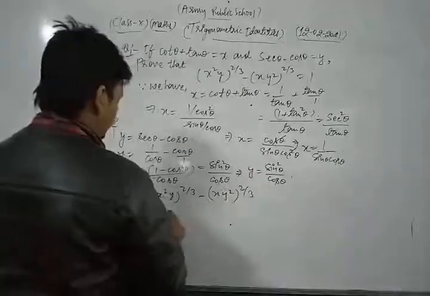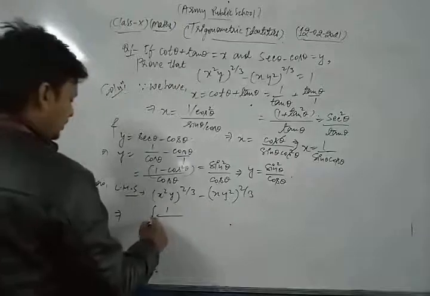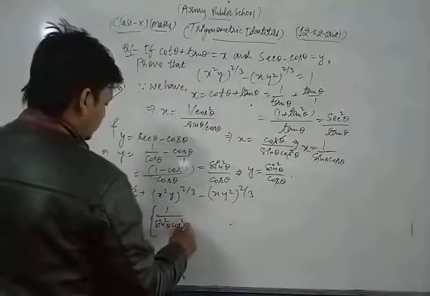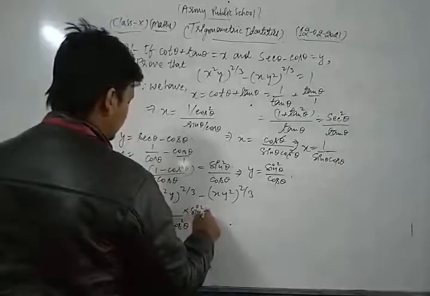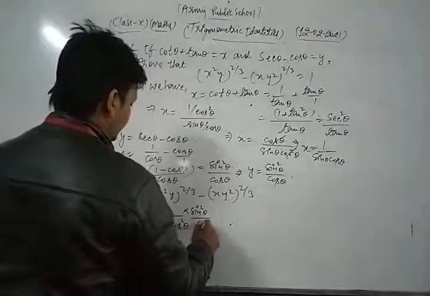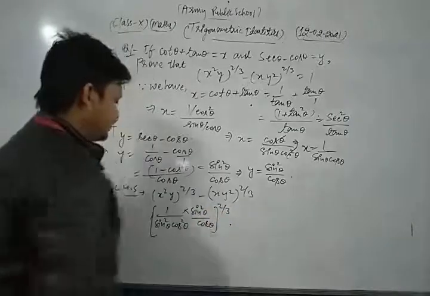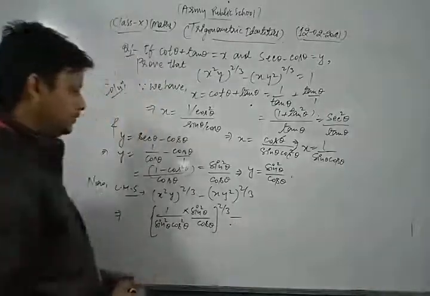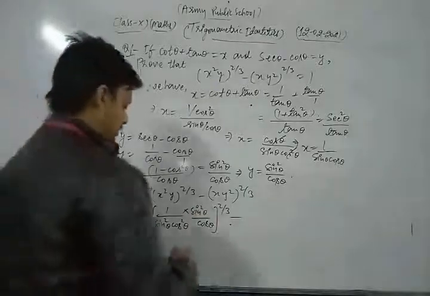The value of x is 1 upon sin square into cos square, because here we have x square, so we write sin square theta into cos square theta, into the value of y, which is sin square theta upon cos theta, to the whole power 2 by 3, right as it is. Okay, now minus. Now again here we put the values of x and y.